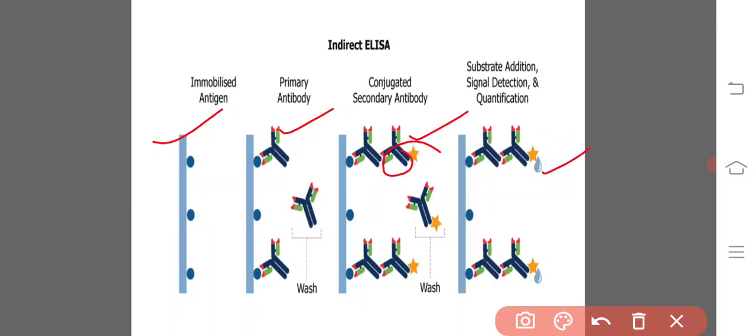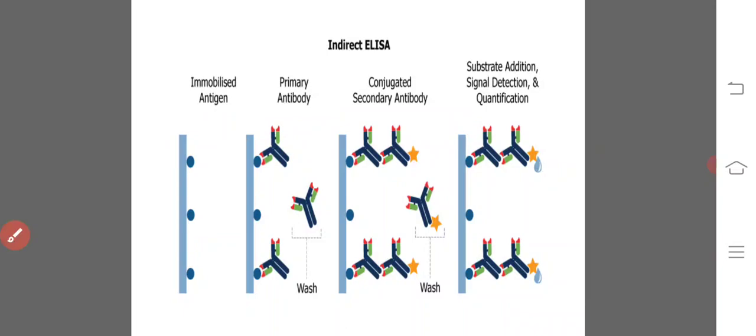And if there is an antigen-antibody complex that is detected by the enzyme-conjugated secondary antibody, then the substrate, upon the action of the enzyme, modifies its color, and then it will be measured. So it is indirect ELISA.